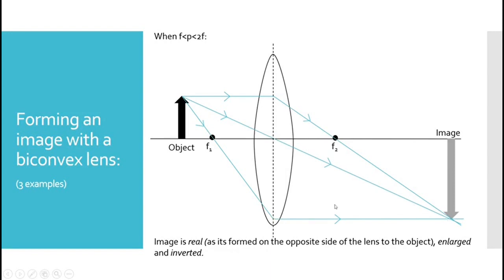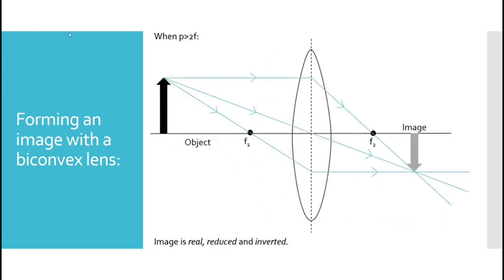The third one goes through the focal point in front of the lens towards the lens axis, then travels parallel to the principal axis. The arrow should be on the point where the three light rays meet. In this first example, P is in the range of f to 2f, so the image is real, enlarged, and inverted. In this second example, if P is larger than 2f, the image is real, reduced, and inverted.